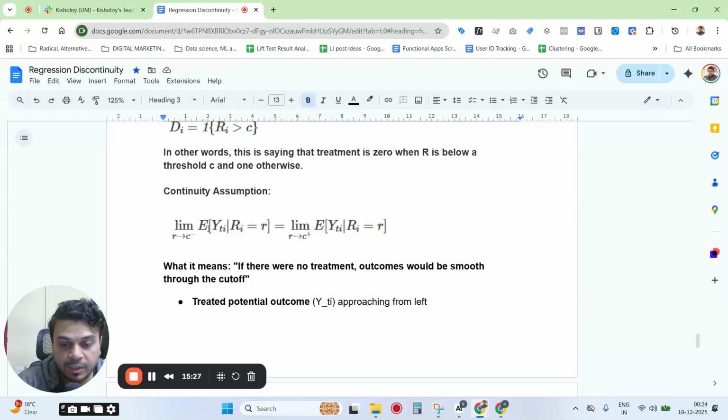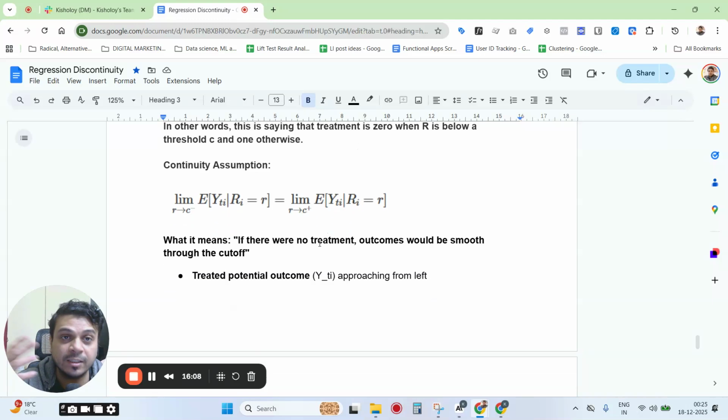So the continuity assumption therefore says that the limit of the expectation of this observed output for all the individuals at a specific time, given that the running variable takes a particular value, and this is coming from the left and this is from the right. From the left simply means people who are under the threshold, and this is people who are above the threshold. So the expected value, as it tends towards that threshold, which is c, coming from the left and coming from the right, they tend to be almost equal. So that is the continuity assumption.